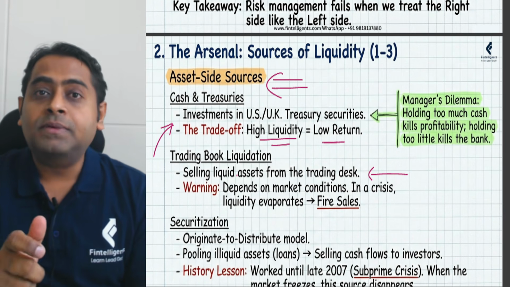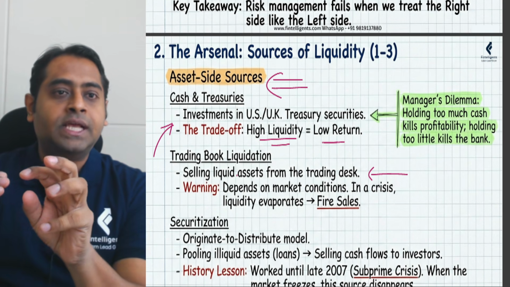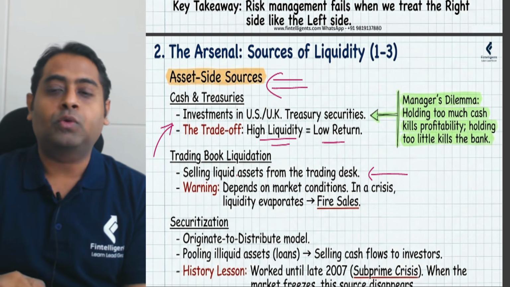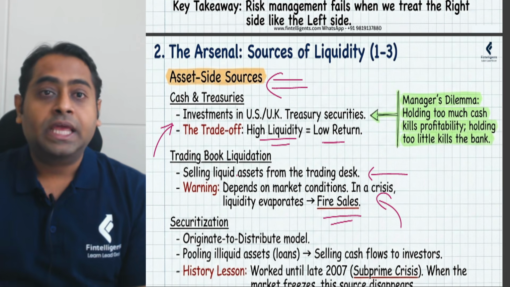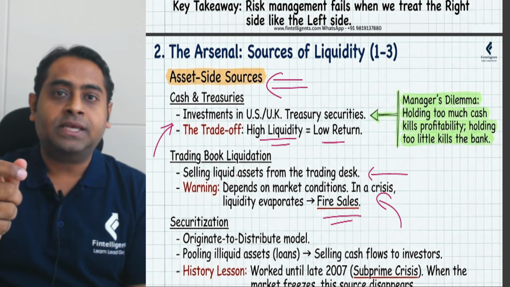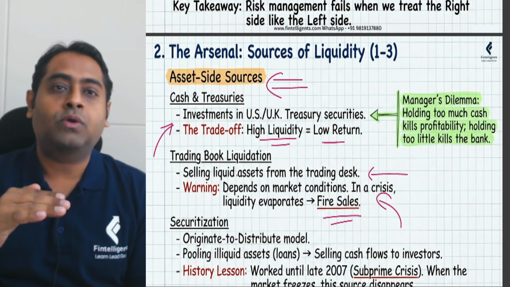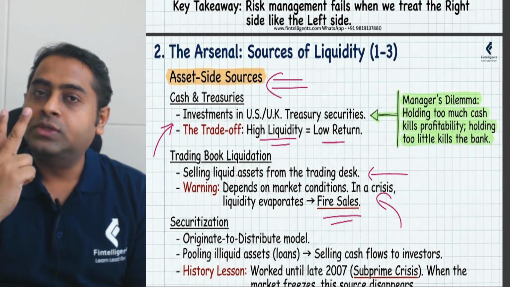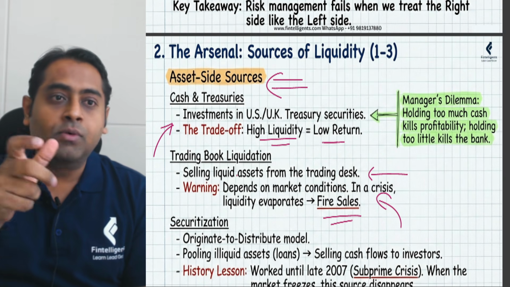But the problem is, when there is a crisis and the market is going down, and you're also selling your assets, you might be able to sell, but at a very low price. So it depends on whether you have a good market. If the market is not good, your selling could be a fire sale, which means everybody else in the market is selling and you're also selling, and you might not get a good price. So this is the second point, the trading book liquidation.